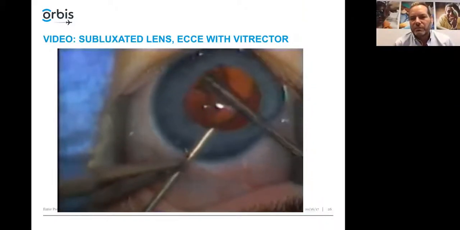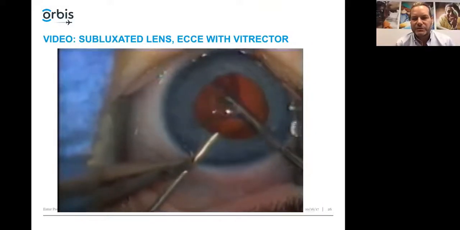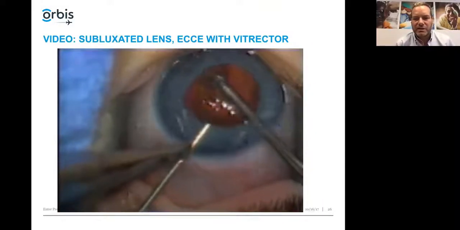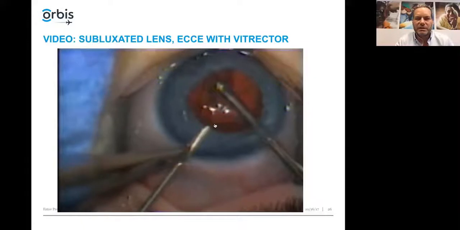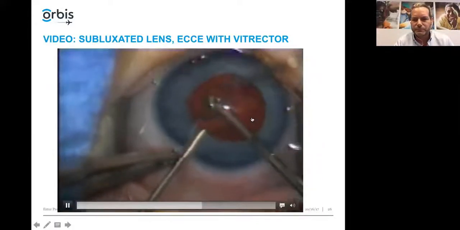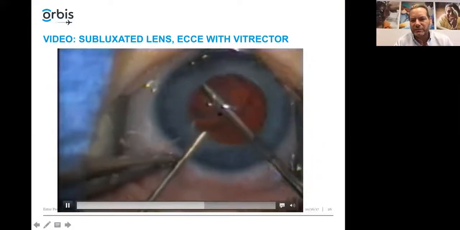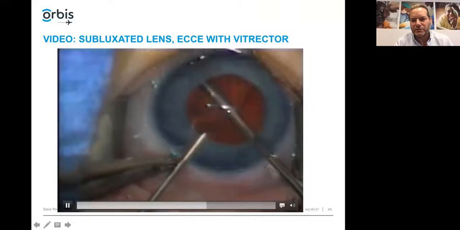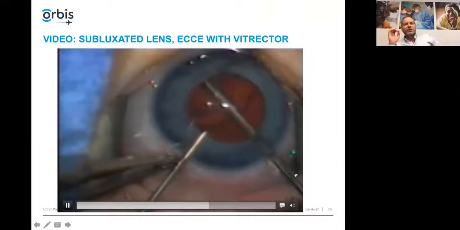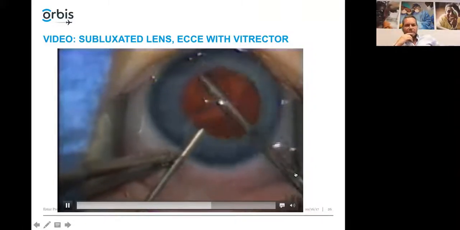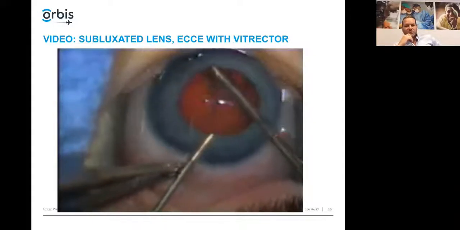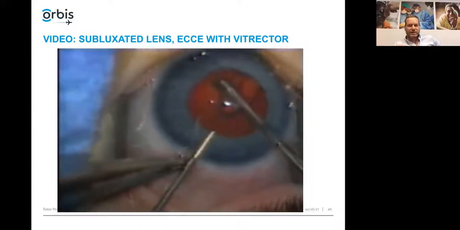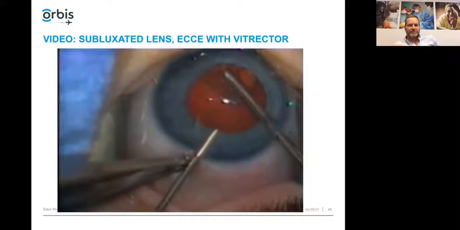Here we've probably got about half the lens out, and again, this is all done inside the capsule. Once you get the last little bit of the lens out as we aspirate, you're going to go back to the cutting. As you go back to cutting, you're going to cut all of the capsule out of there so that there are no capsular remnants.